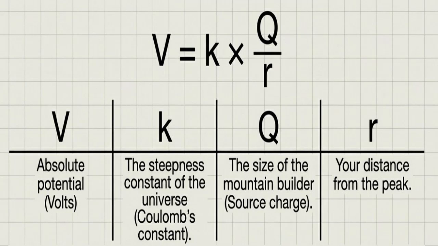Let's take a moment to understand the key parts of this formula. Absolute potential, represented as V, tells us the voltage at a particular point. The constant K reflects how sharply the effects of the charge diminish over distance, often called Coulomb's constant. Q stands for the size or amount of the source charge, the factor creating the potential, while r is simply the distance from that charge, or the peak if you imagine it like climbing a mountain. All these elements work together to describe how the potential changes depending on the size of the charge and where you are relative to it.